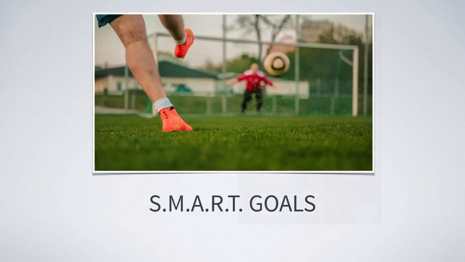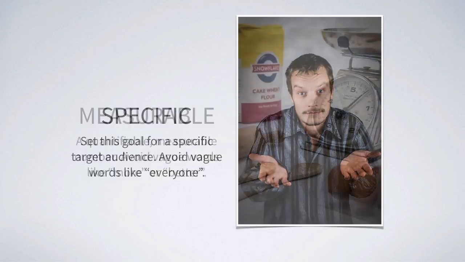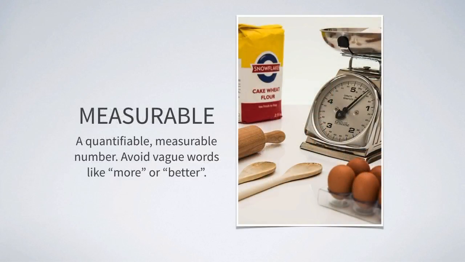So let's cover specific really quick. You want to be specific. Again, getting back to the target audience, you want to avoid vague words like, I want everybody to come to my website. I want everybody to purchase my product. You want to be specific. You want to write down your specific who of who you want visiting your landing page and taking some sort of action. The next part is that it needs to be measurable.